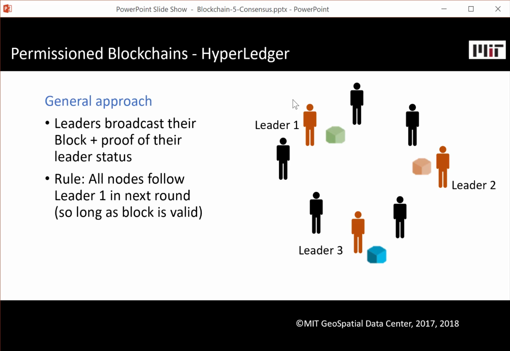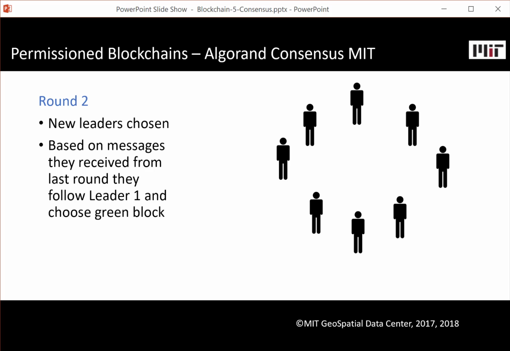And so the general approach is that the leaders broadcast their choice of block and their leadership status. And it's a question of how do we know who's leader number one, etc. And we'll come back to that. But the idea is, based on these leaders' messages, in the next round, the leaders choose a block and they broadcast it out, and then they cease to be leaders. So there's only one broadcast they ever make.